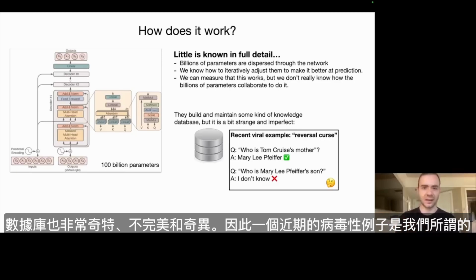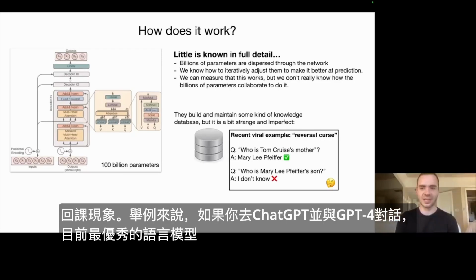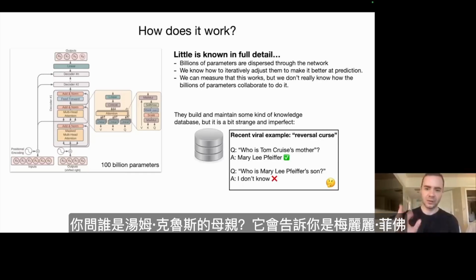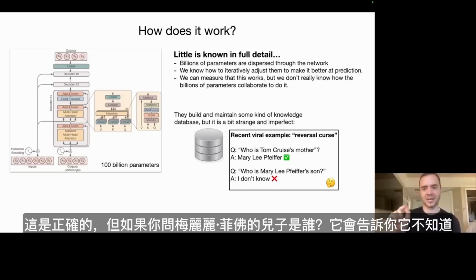A recent viral example is what we call the reversal curse. As an example, if you go to ChatGPT and you talk to GPT-4, the best language model currently available, and you say, who is Tom Cruise's mother? It will tell you it's Mary Lee Pfeiffer, which is correct. But if you say, who is Mary Lee Pfeiffer's son? It will tell you it doesn't know.